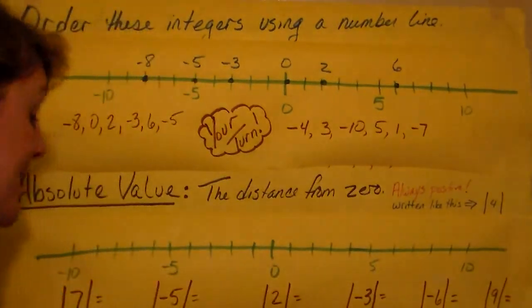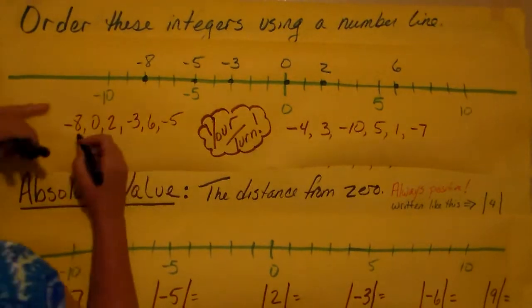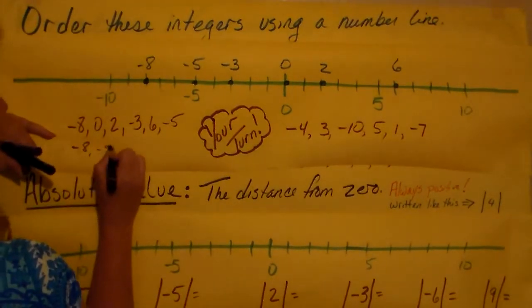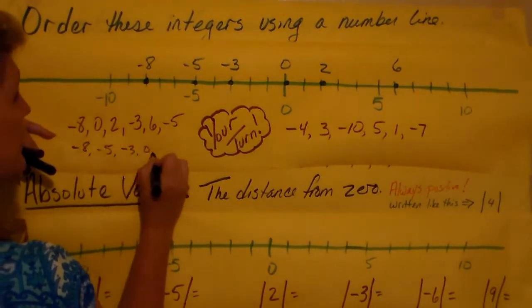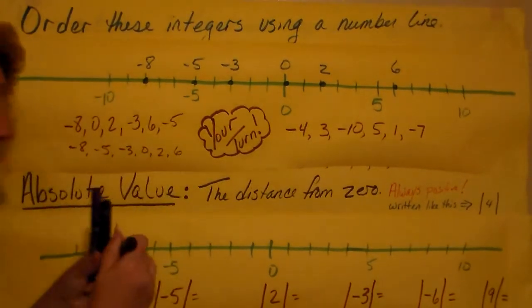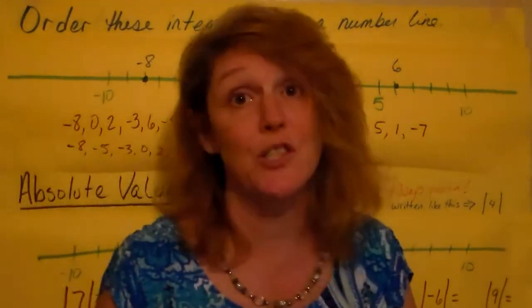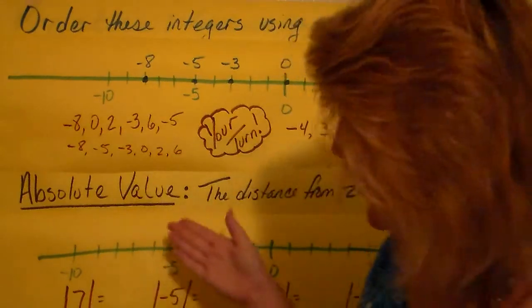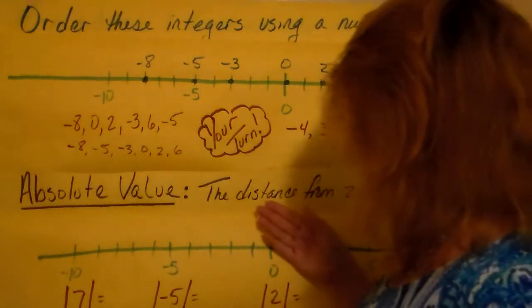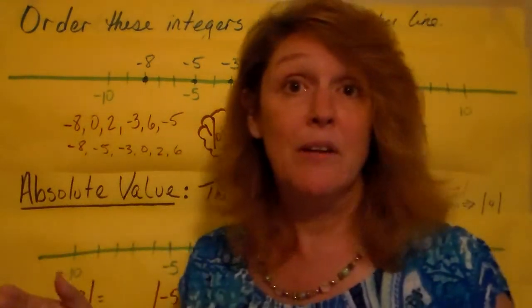So if I were to write down my answer, I would write down -8, -5, -3, 0, 2, 6. And that's our answer of least to greatest. You can't just leave it on the number line. You actually have to write them out. Now, can you do this without a number line?